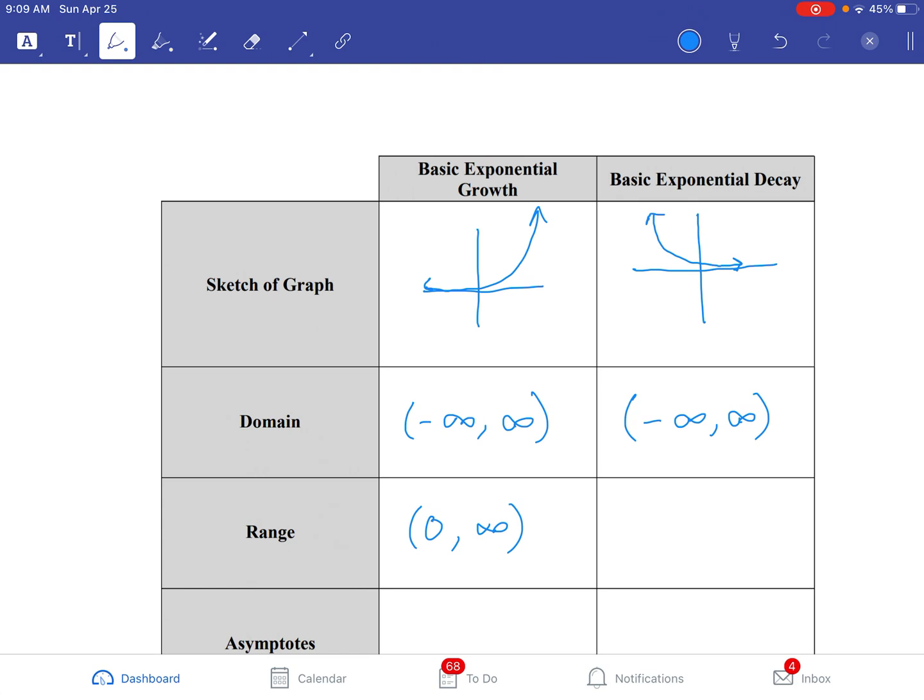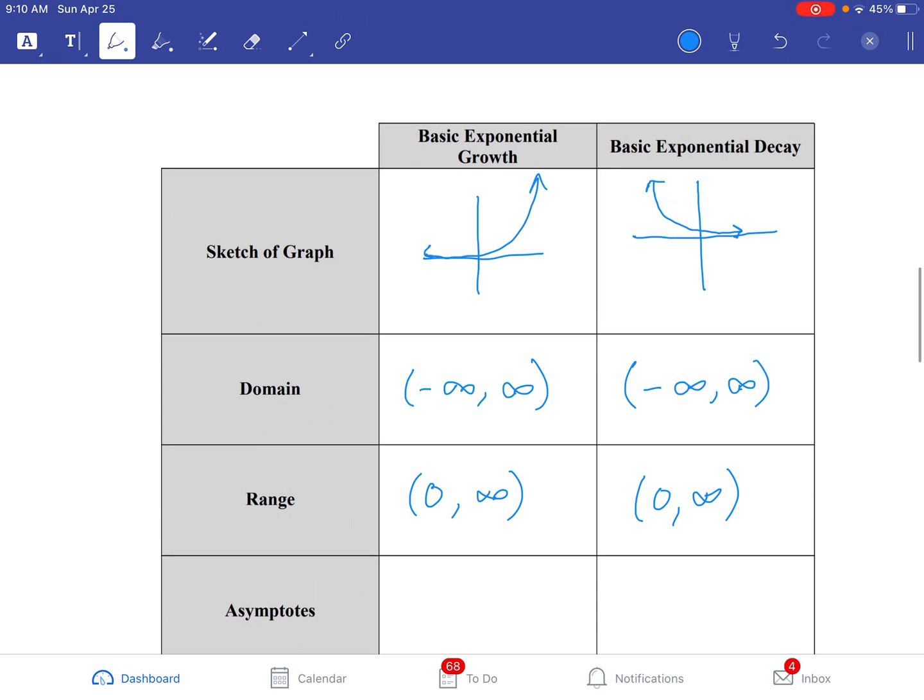Okay, the same thing goes for a decay function. Although it's going down, it'll never actually touch the x-axis. And now you think it's going from positive infinity to 0, because that's the way it's going as the graph goes. Okay, we still write our range as 0 to infinity. So we go from the lower number to the higher number on the y-axis.